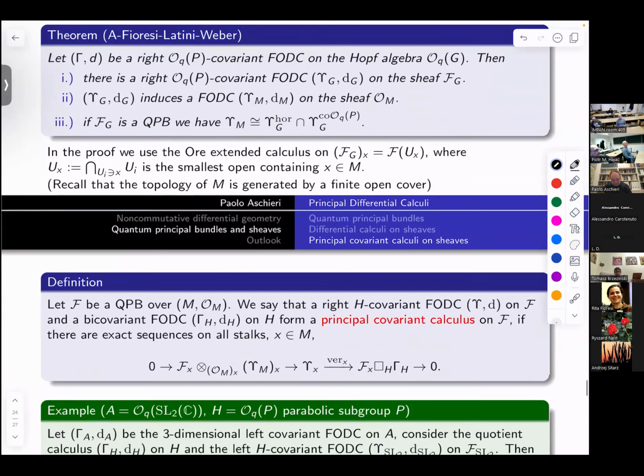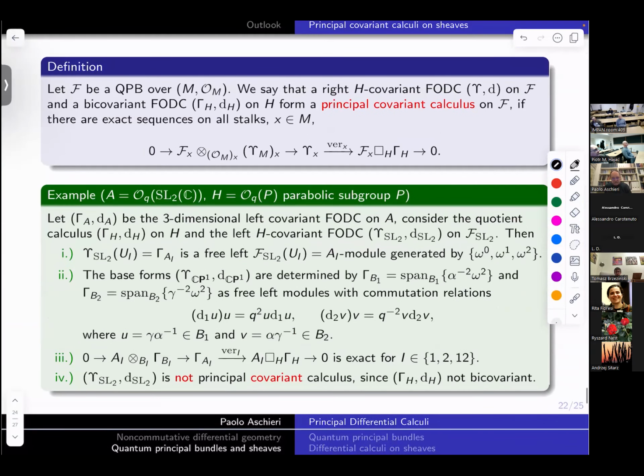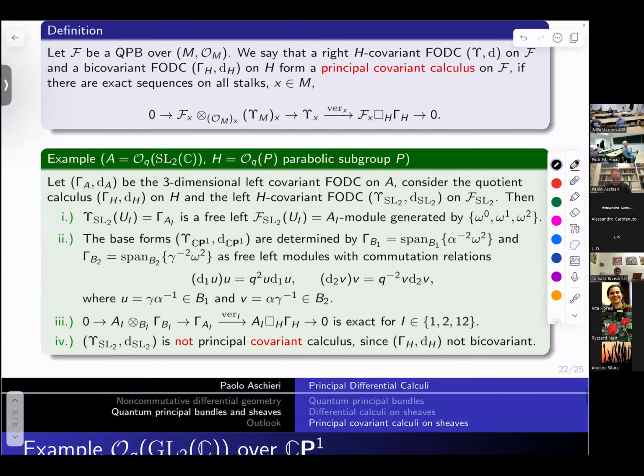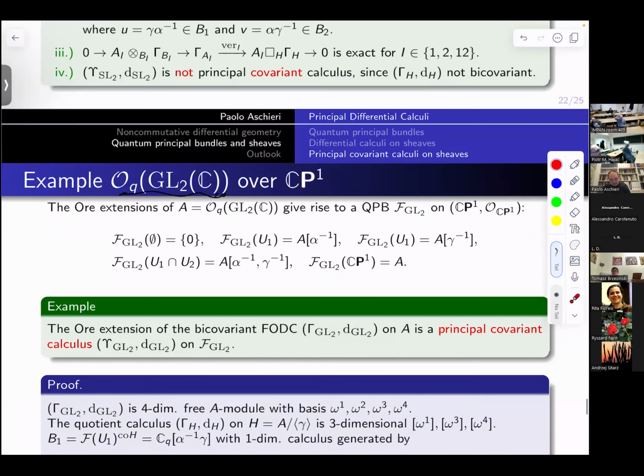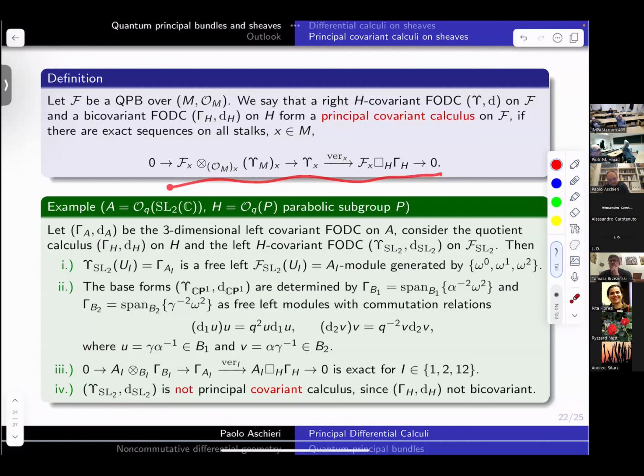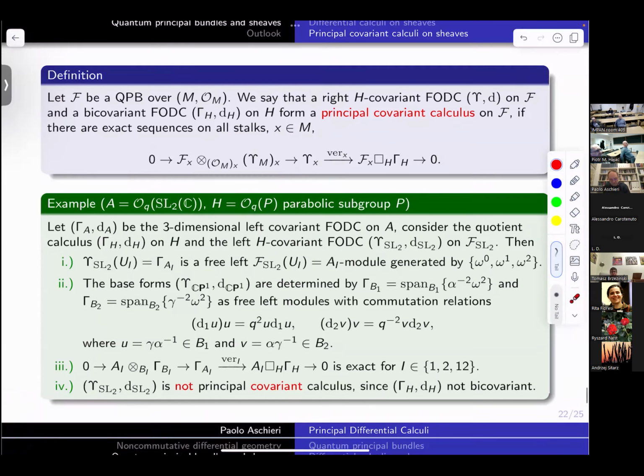And as examples, we give the examples of the total space algebra being GL_q(2) over CP1. Here, this is actually a quantum principal bundle where the analog of the exact sequence condition, now on the stokes, holds. We prove explicitly that it holds.